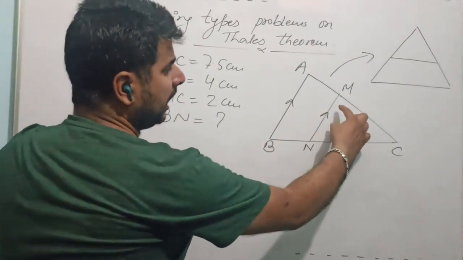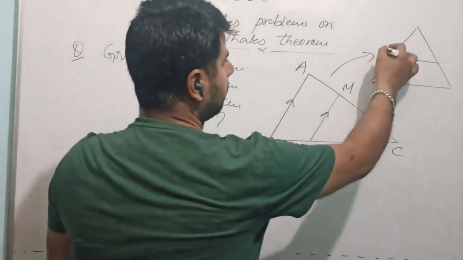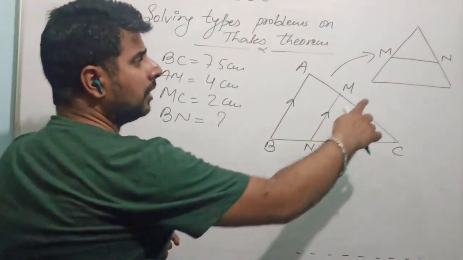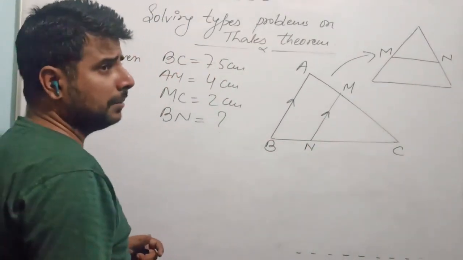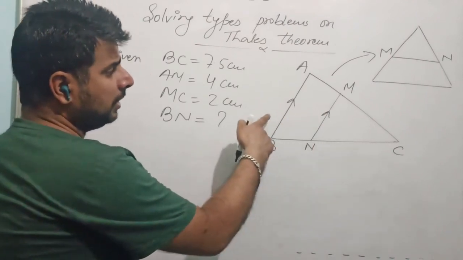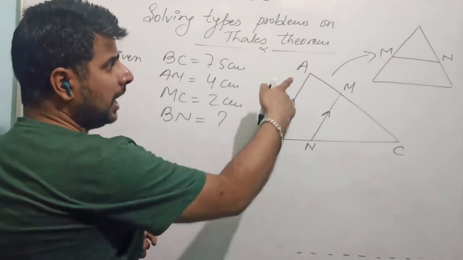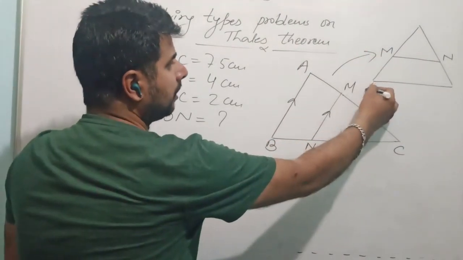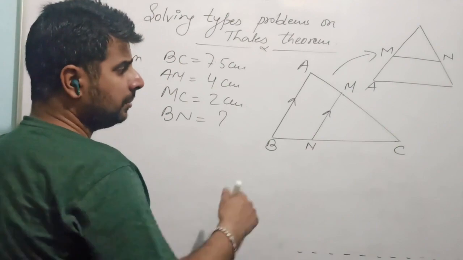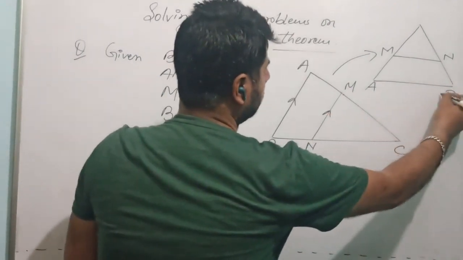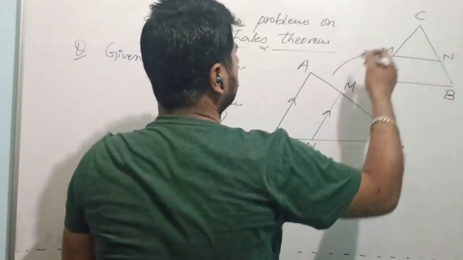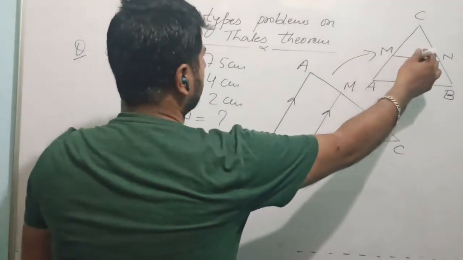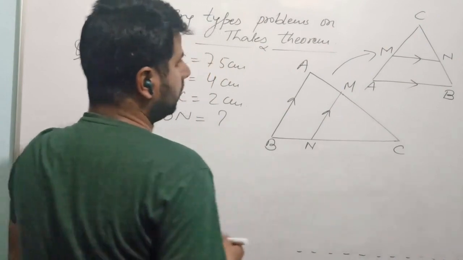So here MN is parallel, so let's suppose I am writing MN first. Then after that I have to write the base name. So here MN is parallel to AB, right? And A is closer to M. So here is the M, so I will write A here. Similarly, the other side will go with B, and at the top, the third letter C. So my triangle will now look like this, in which MN is parallel to AB.